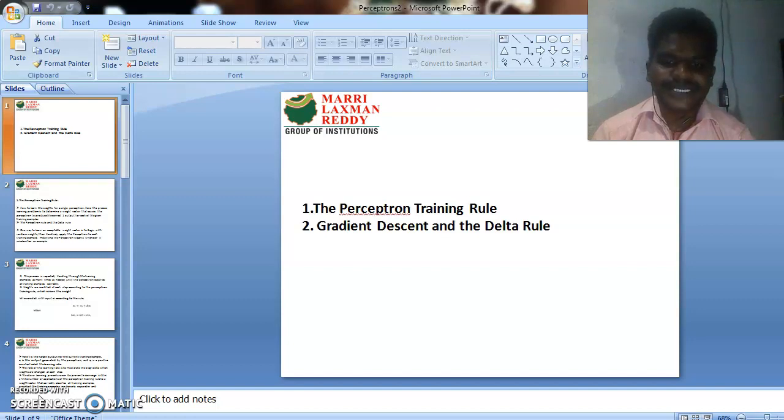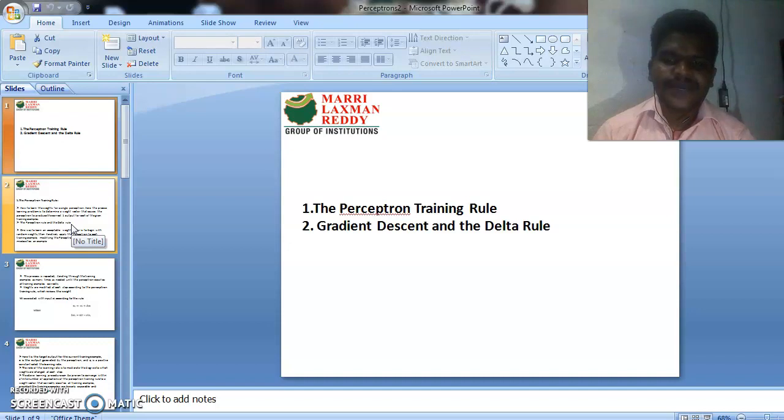Next, gradient descent on the delta rule. In the gradient descent on the delta rule, we calculate the error in the network, which is a feed-forward network. Now I am going to explain the Perceptron Training rule and gradient descent on the delta rule.